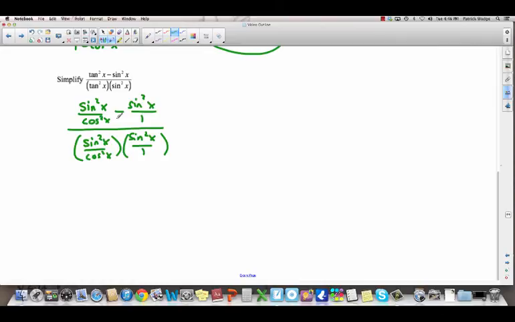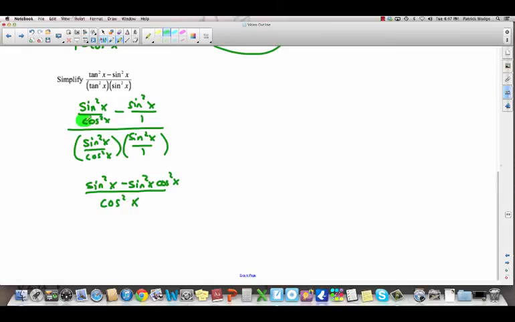Okay, on the top we want to get common denominators, and the common denominator is cosine squared x. So the first one already has that denominator. It stays the same, sine squared x. The second one, what do you need to multiply by to get cosine squared x? You have to multiply by cosine squared x. So you have to multiply the top by that too. You end up with sine squared x times cosine squared x. And now that has a common denominator of cosine squared x.